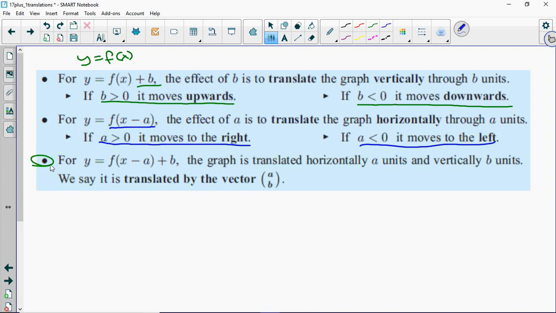Okay, so if we put these together, this is a transformation that's shifting the graph both horizontally, a units, and vertically, b units. You could describe that in words. You could say, oh, it's moving this many units right or left, and then this many units up or down. Or you can use this notation.